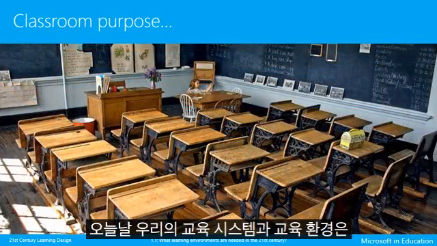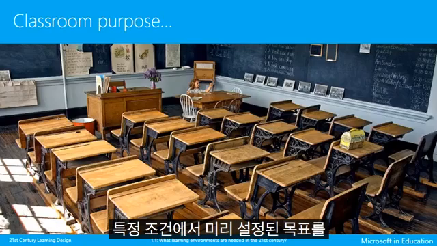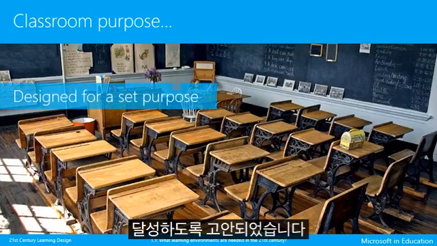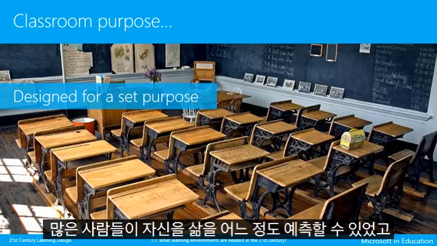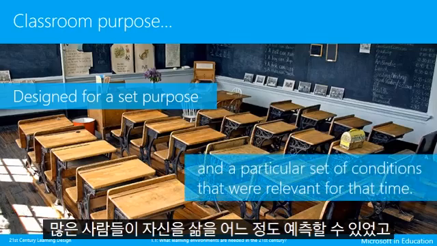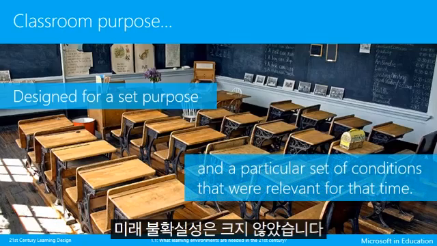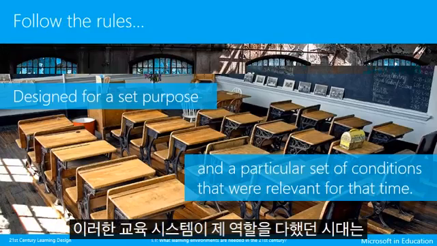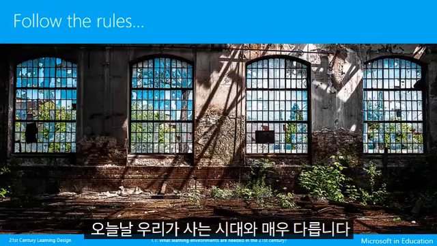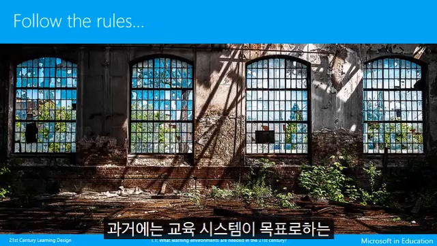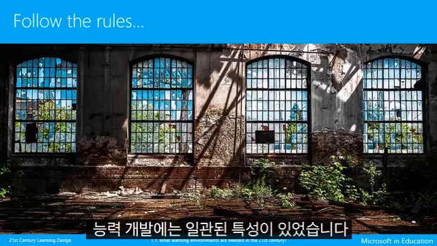Looking back, the school system and classroom environments we have today were designed for a set purpose and a particular set of conditions that were relevant for that time. For many, life was more predictable and futures had a reasonable degree of certainty. The society that this education system served looked very different to how our society looks today. Back then, the skills our education systems were required to develop were of a particular nature.